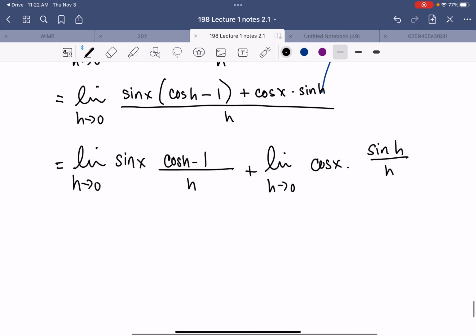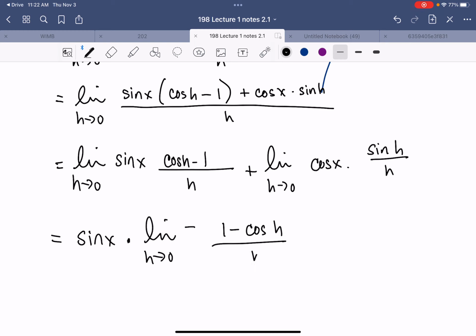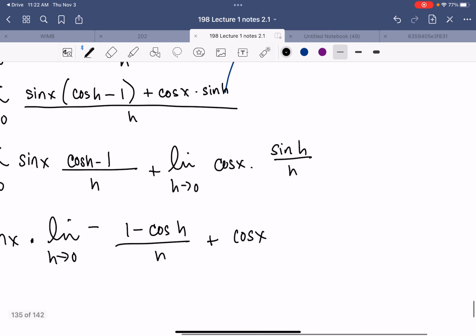Okay. Now, one last thing I want to do so you can see what's going on. I'm going to take the part that has the x in it and move it outside. So this is the sine of x times the limit as h goes to 0. And I'm going to factor out a negative here and make this negative 1 minus the cosine of h all over h. Plus, we move the cosine of x outside of this limit.